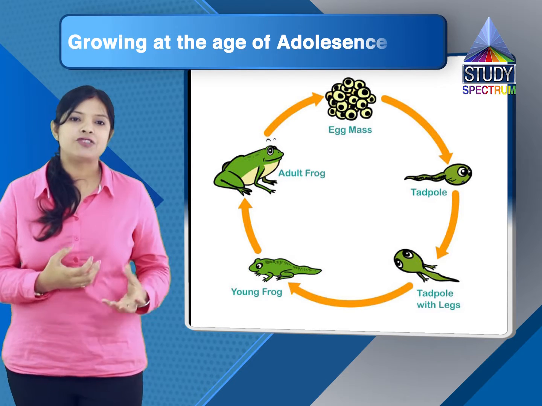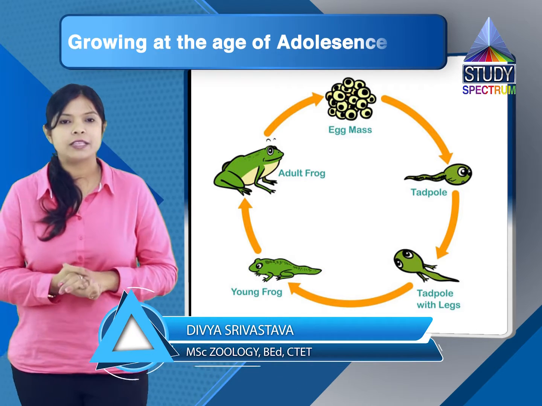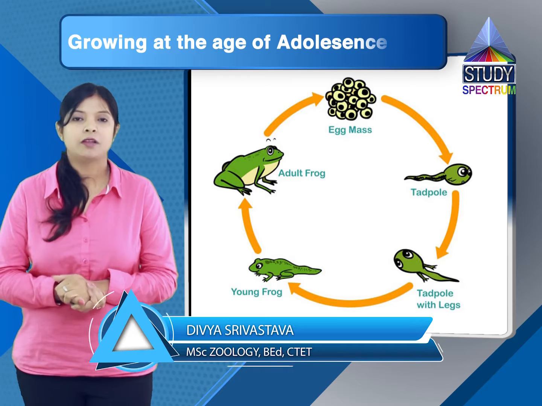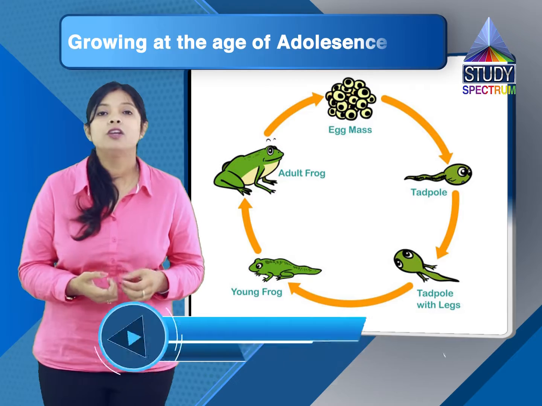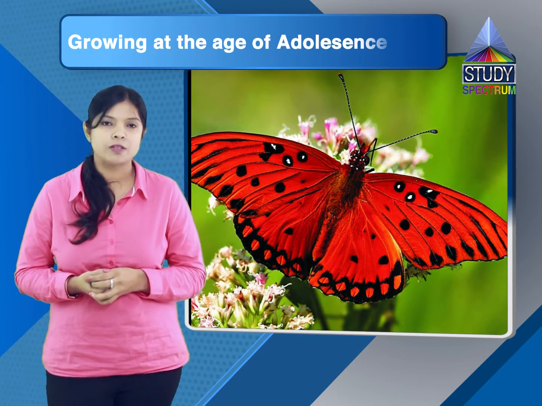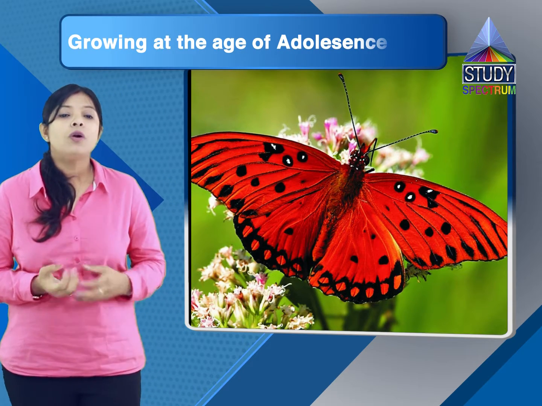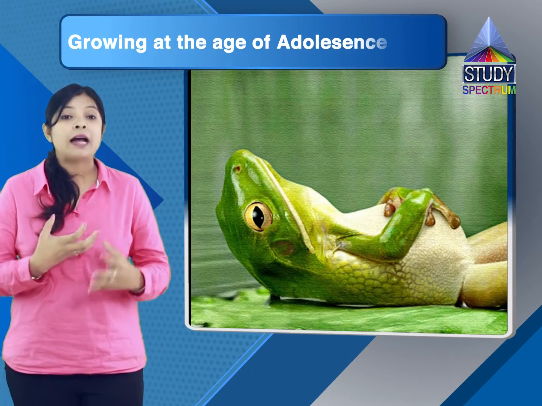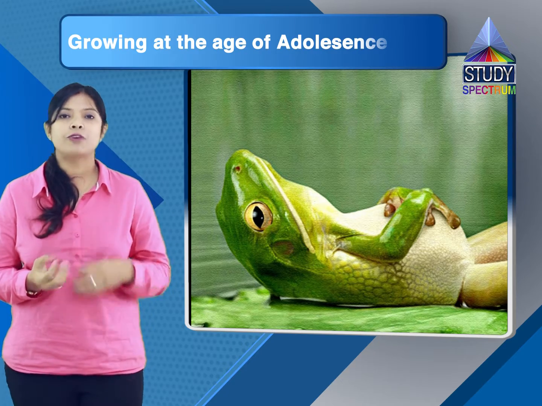So students, the change from larva to adult in insects and frogs is called metamorphosis. Now, what are the hormones responsible for these changes? If we talk about insects or butterflies, here ecdysone and juvenile hormones are responsible for metamorphosis in insects. Now, if we talk about the frog, the thyroxine hormone plays a very important role in the change from tadpole to frog.